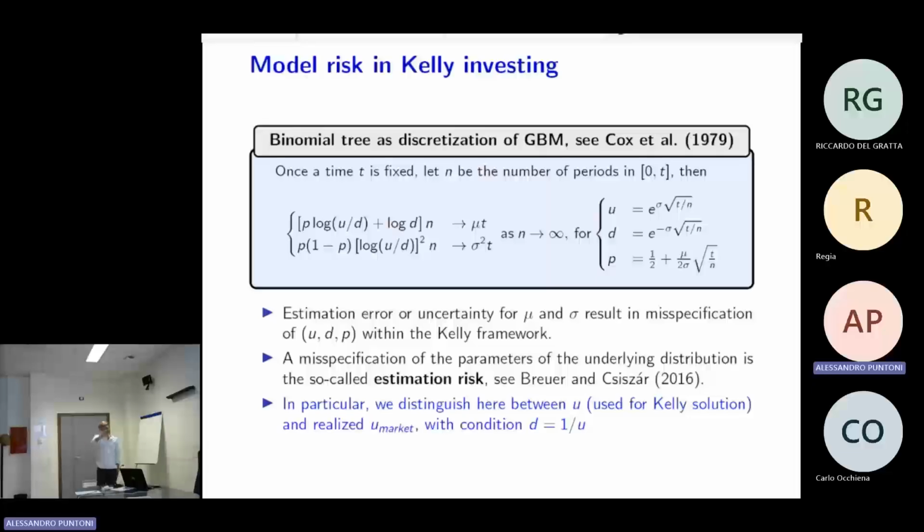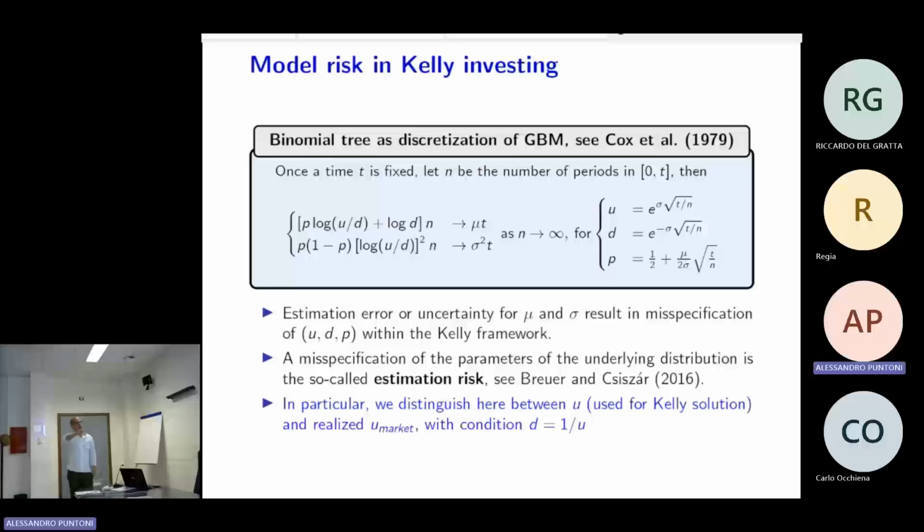The point now is that the parameter is the discretization of Brownian motion. This is the standard model used in finance. If u is equal to the exponential of sigma times the square root of t, where t is the time horizon of the portfolio, and n is the number of steps, in this way, and this is the probability.